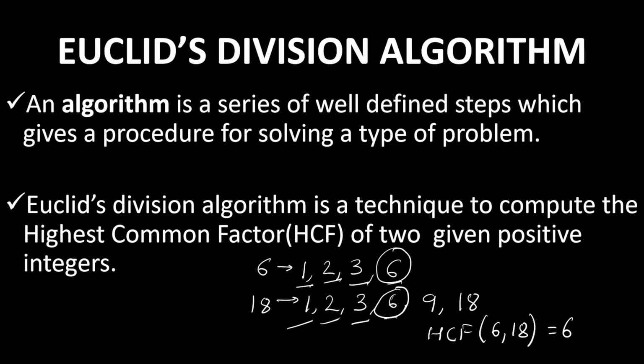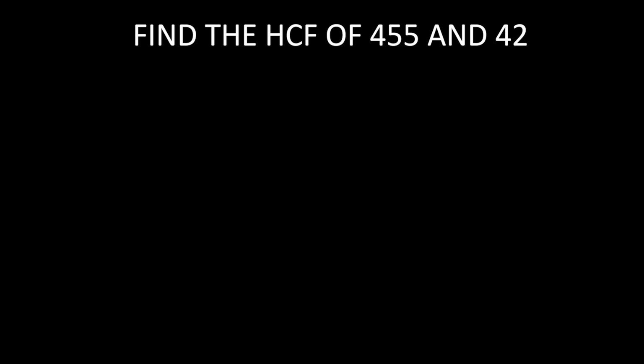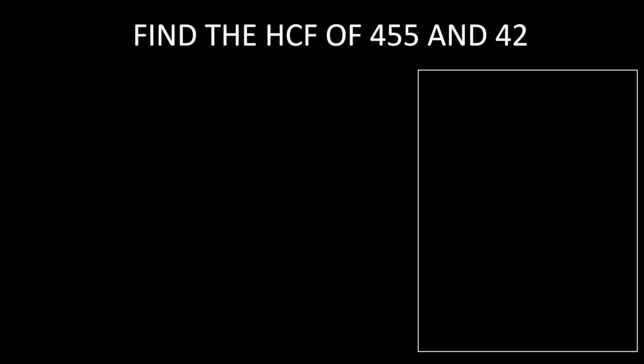Now, this process is very time consuming. So Euclid's division algorithm gives us a technique with the help of which we can easily calculate the highest common factor of two given positive integers. Now, let's find the HCF of 455 and 42. Here, 455 is greater than 42, right? Therefore, we will take 455 as our dividend and try to divide it by 42. On division, we get 10 as our quotient. So we write 42 into 10, that would be 420 here. On subtracting, we get a remainder of 35 here.